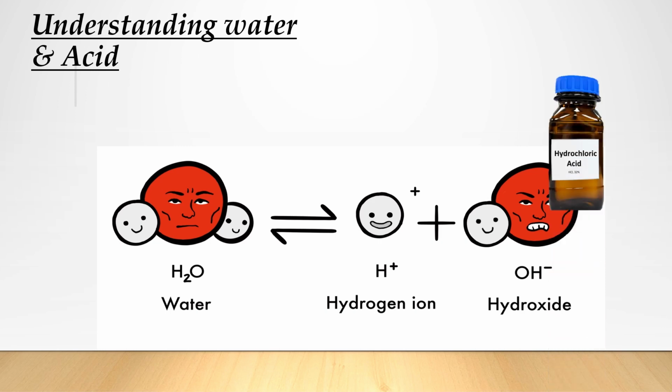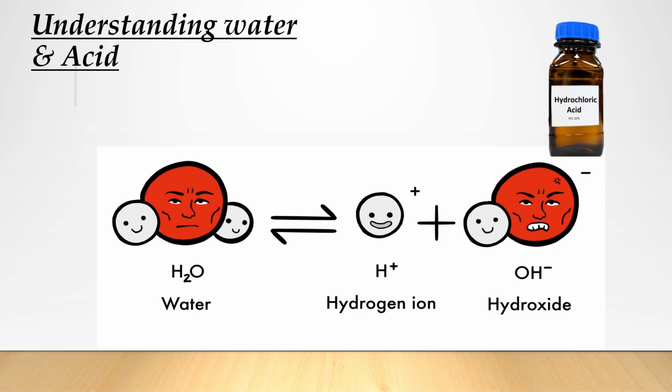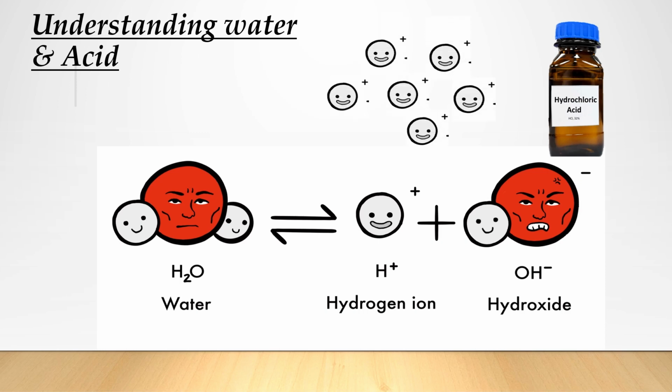A common example of acid is hydrochloric acid. When hydrochloric acid is added to water, it splits into hydrogen ion and chloride ion, increasing the number of hydrogen ions in the water-acid solution.